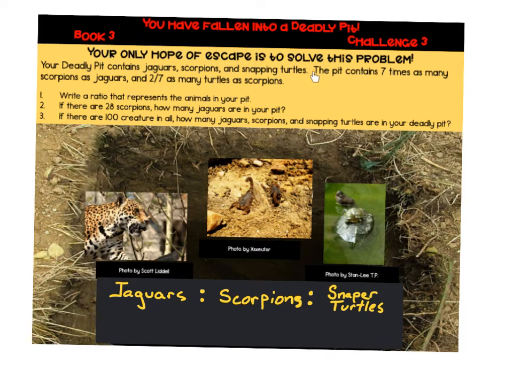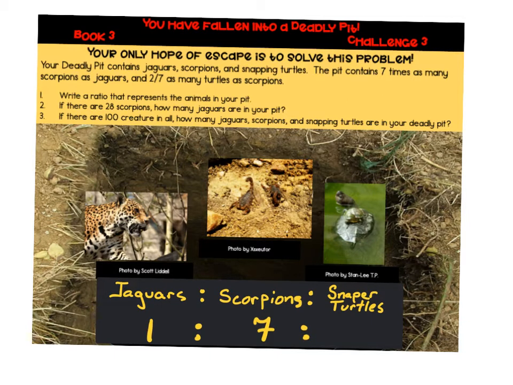Now let's come on up here and look at our numbers here. The pit contains 7 times as many scorpions as jaguars. So if I have 1 jaguar here, I can just put 1 right there. And then if I take jaguars and multiply it by 7, because it's 7 times more, then I'm going to get the number of scorpions. So 7 times 1 will give me 7. So I can just write a 7 right there, and then another colon right here.